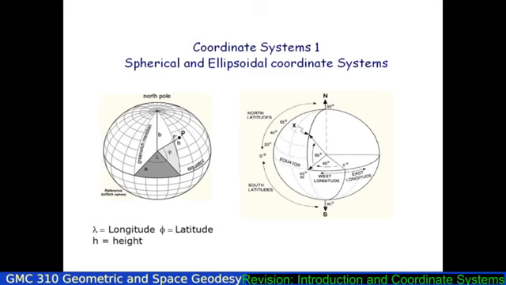Coordinate systems 1, the spherical and ellipsoidal coordinate systems. You know what latitudes and longitudes are. Don't worry too much about heights in this part of the course. We'll get to heights a little bit later on, but for now we'll ignore them, and we're working on the surface of the ellipsoid, as if we're on there.